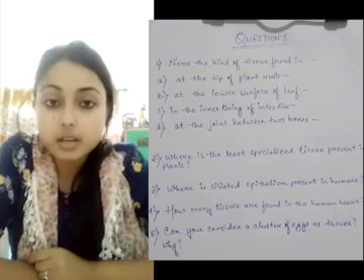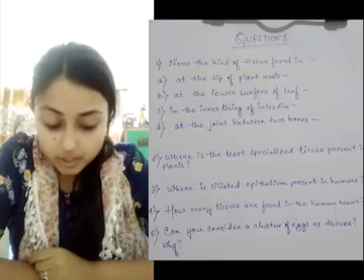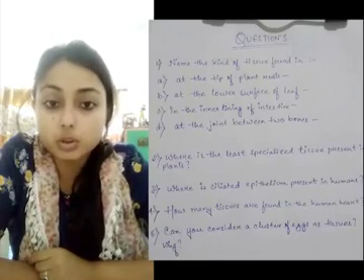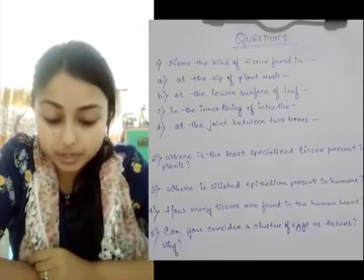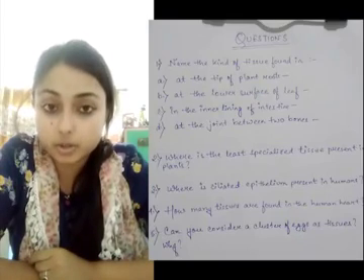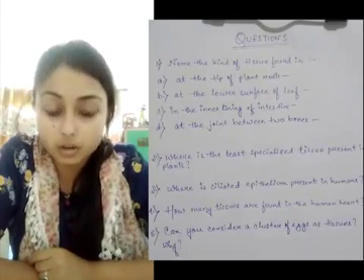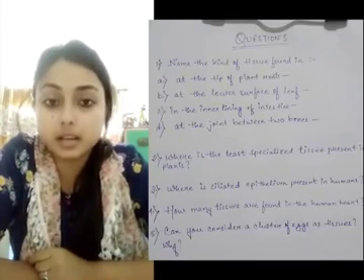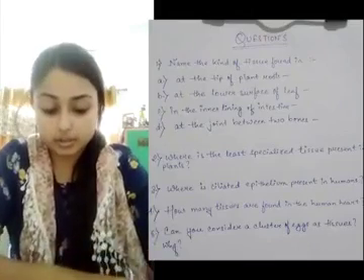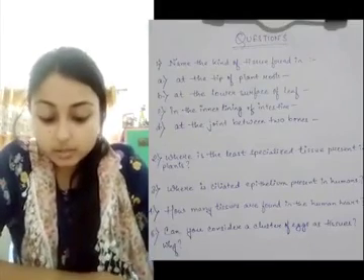Next question. Name the kind of tissue found at the joint between two long bones. I repeat, name the kind of tissue found at the joint between two long bones. The answer is ligament. It is the ligament which joins two bones together.